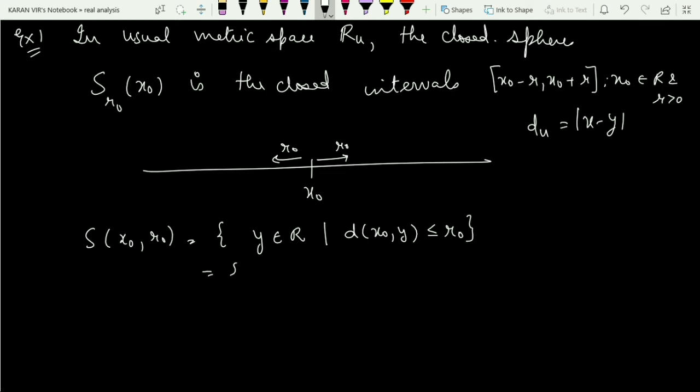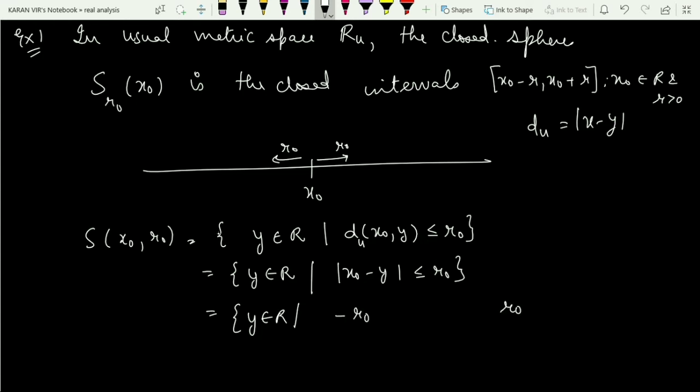Now again, it is the collection of all the y's coming from capital R such that, now what is this distance? This is under the usual metric space, so |x naught minus y| is less than or equal to r naught. If you go on solving, what do you get if you open this inequality? This will be from minus r naught to plus r naught, less than or equal to x naught minus y. Fine with this? Now we want to know what is the value of y.